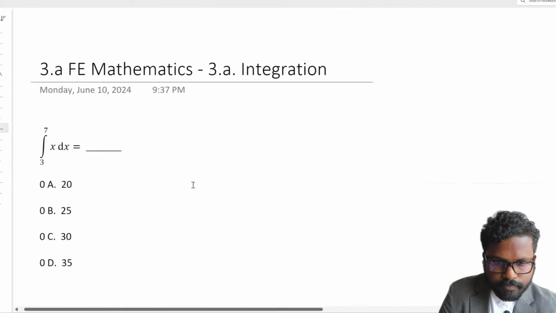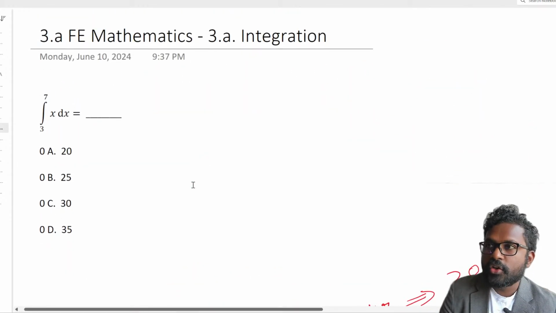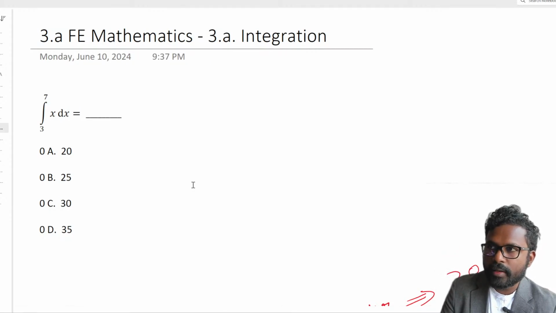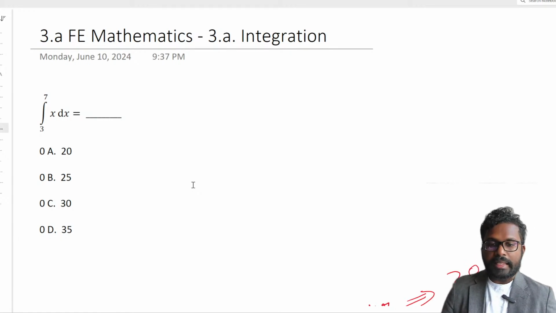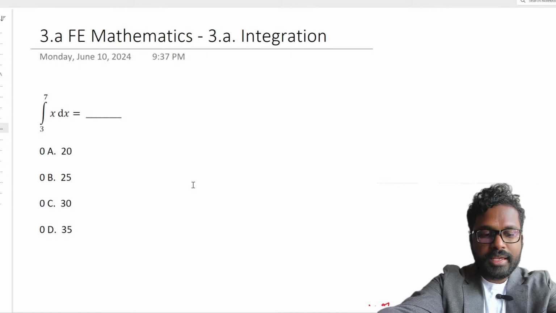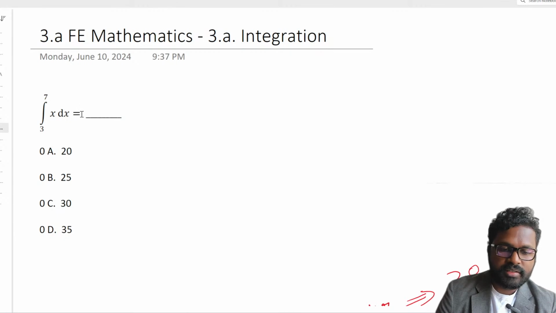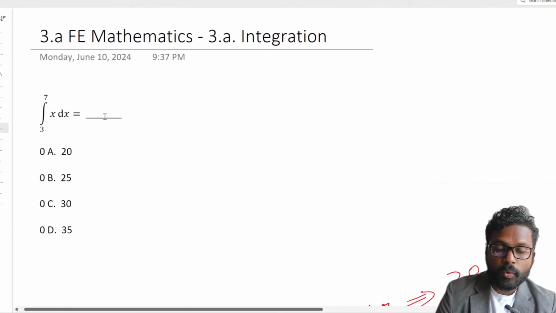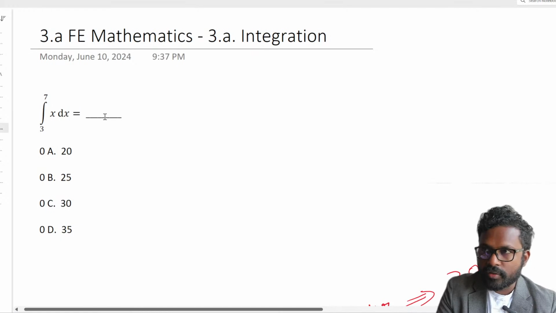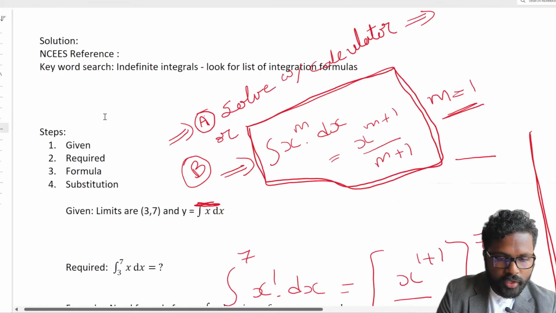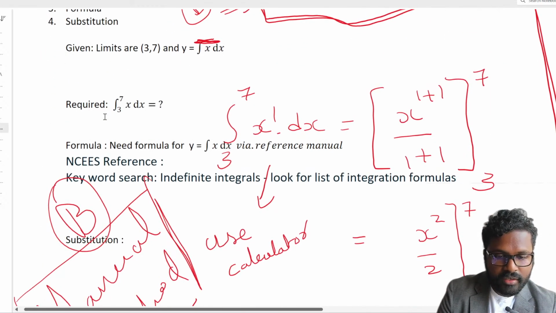The first thing you always do when you are given any problem in the FE, doesn't matter whether mathematics or all the other different sections, is write and observe what is given in the problem. The given in this problem is the equation, integral of 3 to 7 of x dx itself. That is already given to us. And what is required to find? We just have to solve this equation. That is what is required to be found. Okay, so write your given.